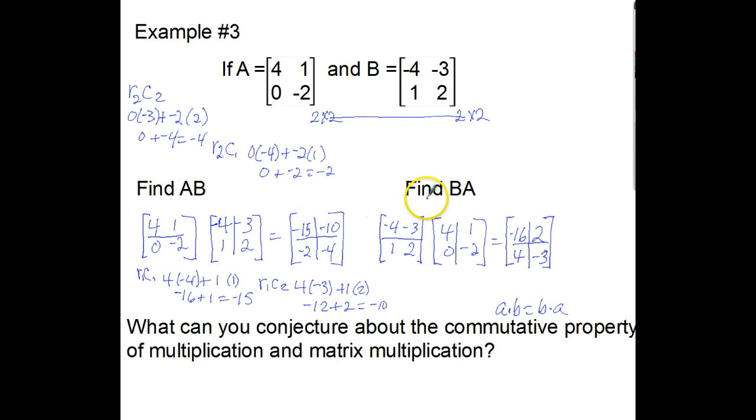And here we have AB, and here's the answer to AB, and here's the answer to BA. And clearly these are not the same matrix. So what can we conclude about the commutative property? It does not hold for matrix multiplication. It is not a property of matrix multiplication.